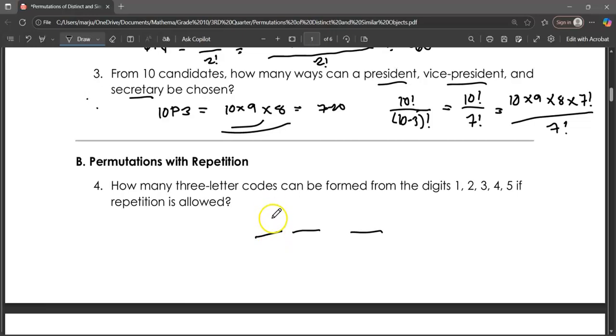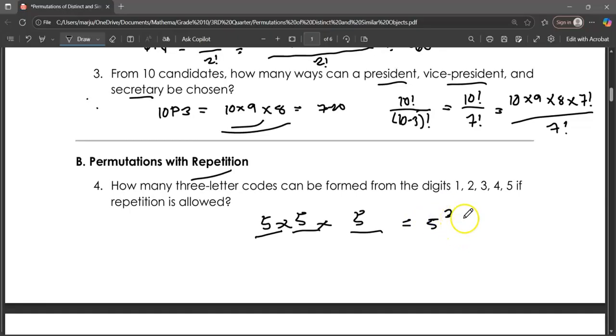So for the first position, how many choices do you have? You have 5, right? What about the second position? How many options do you have? You still have 5, right? Because again, it says here with repetition, you're allowed to repeat the numbers or letters. And then the third one is just again 5, or this is just equal to 5 cubed.